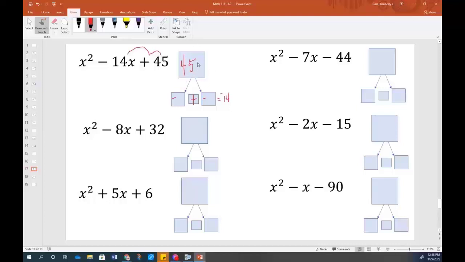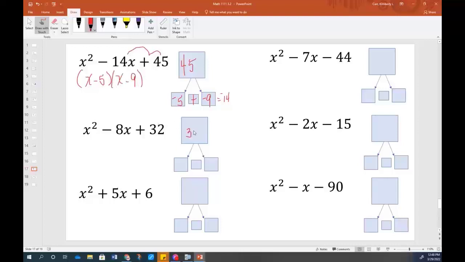1 and 45? No. 3 and 15? No. 5 and 9. So see, you just kind of have to go through until you find them. And 5 times 9 is 45. Negative 5 plus negative 9 is negative 14. So now I have x minus 5 and x minus 9.